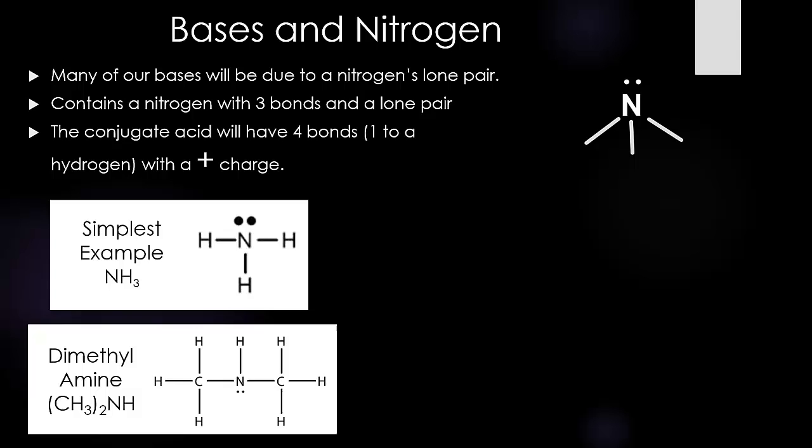Please note that you won't be responsible for naming these types of molecules. You'll learn more about the nomenclature in organic chemistry. However, I will often start using the proper nomenclature to start getting you used to hearing it. This will make the transition into organic a bit easier for you. For now, pause the video and see if you can figure out the conjugate acid for the dimethylamine.